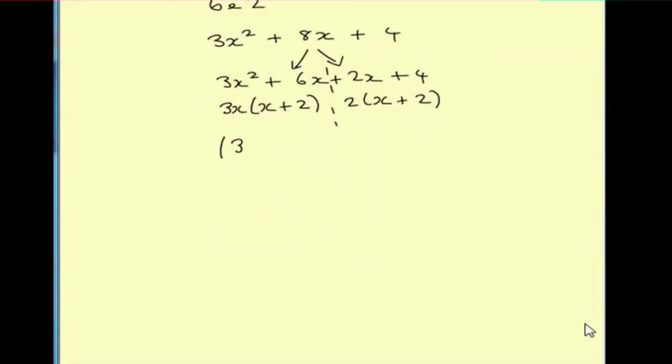So in the first bracket we put 3x plus 2, and in the second bracket we put x plus 2, which is the repeated factor. Just in case you're wondering where we got the two numbers here, the 3x is simply the first term outside the first set of brackets, and the 2 is the number outside the second set of brackets. So we need to expand to test.